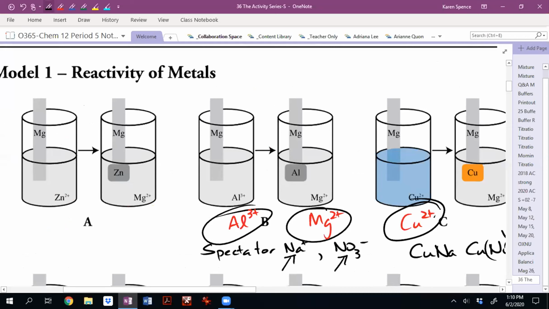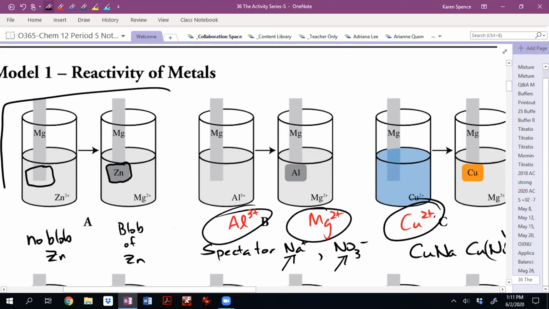Well, we started with no blob of zinc. There was no blob of zinc over here on the magnesium, and we finished with a blob of zinc. So no blob of zinc, and then we finished with a blob of zinc. Can anyone see a second piece of evidence that a reaction has occurred here?